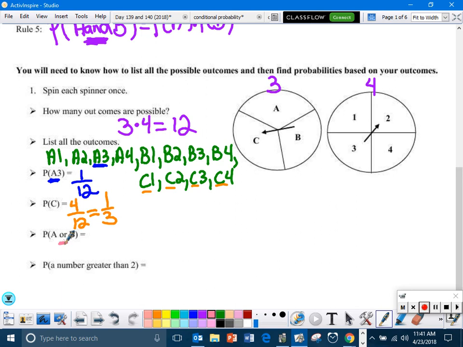The probability of A or B, well, in this case, you don't have to add. You can just count them all up. So A, we've got 4 of them. And B, we have 4 of them. So that would be 8 out of 12, which reduces to 2/3. Please reduce.